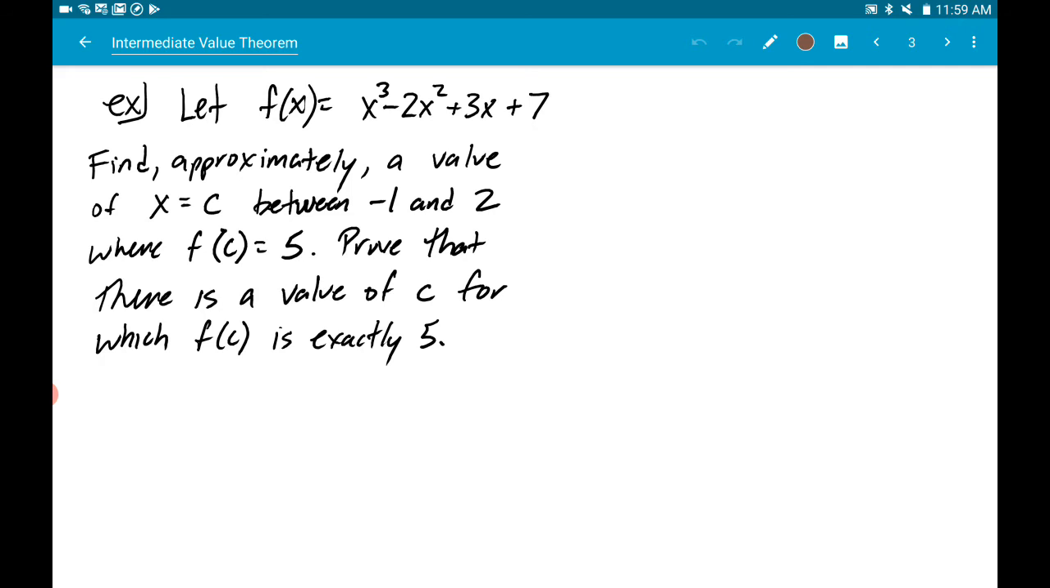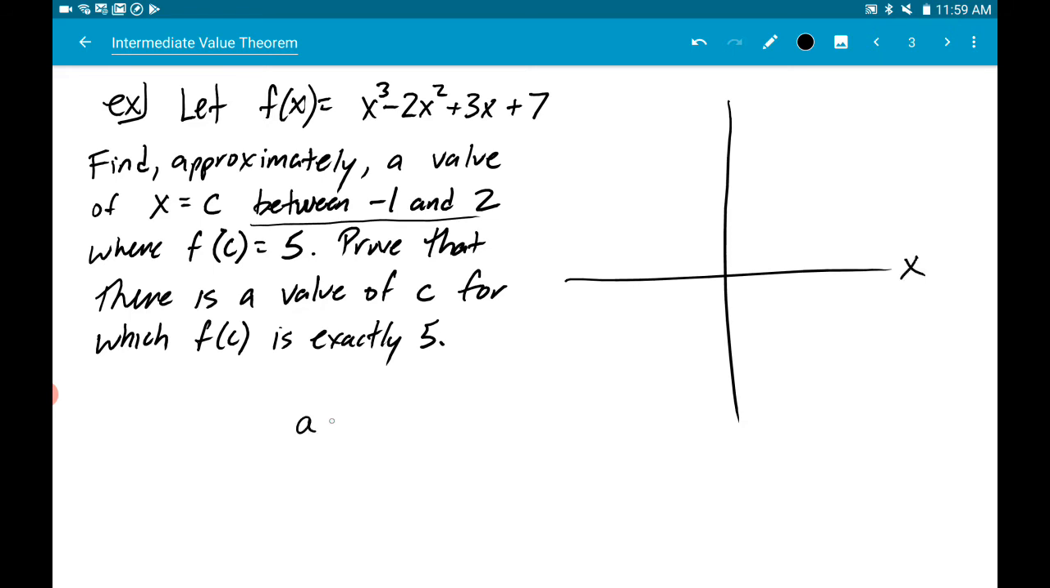All right, so we have to interpret this using the notation. We're going to graph part of this in a second, but the first thing it says is we want to find a value between -1 and 2. So that's actually giving us our interval. When we talk about our interval a to b, a in this instance is -1 and b is 2. So we really care about this interval.